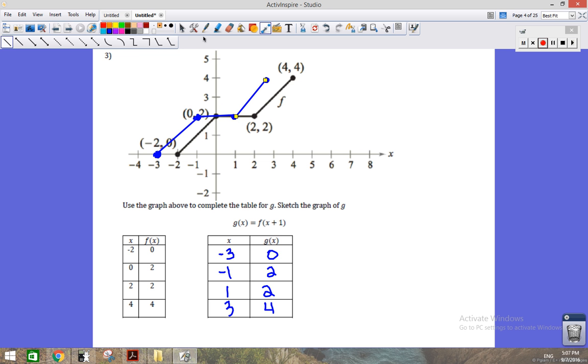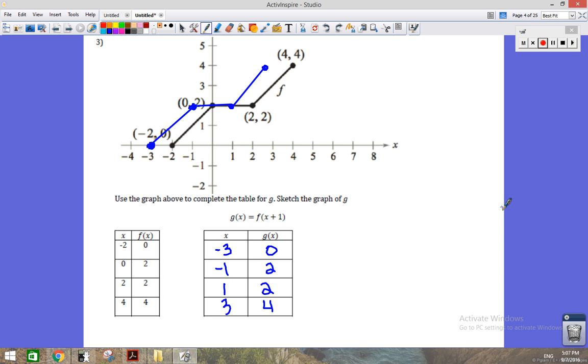And what do we observe? Well, something a little bit unexpected. This affecting the domain, this plus 1, actually was a shift to the left. So here's the new graph G.